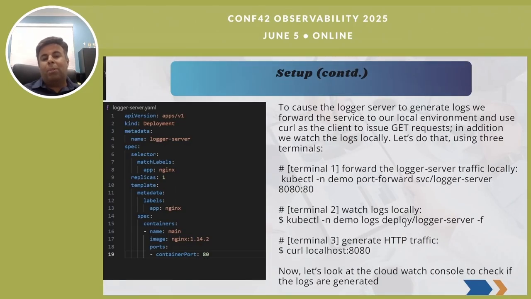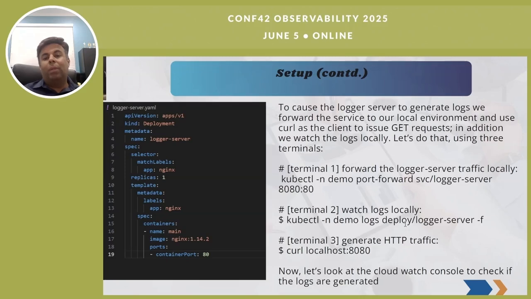As part of the demo setup, we will also need the logger server. Apart from the prerequisites we discussed, once the prerequisite setup is completed, we need an application which we will use to route the logs. To do that, we will be using a logger server like an Nginx server to generate the logs, and then we will forward the service to our local environment and use a curl command to make the request. We will also be watching the logs locally, and routing those logs to the CloudWatch log group.